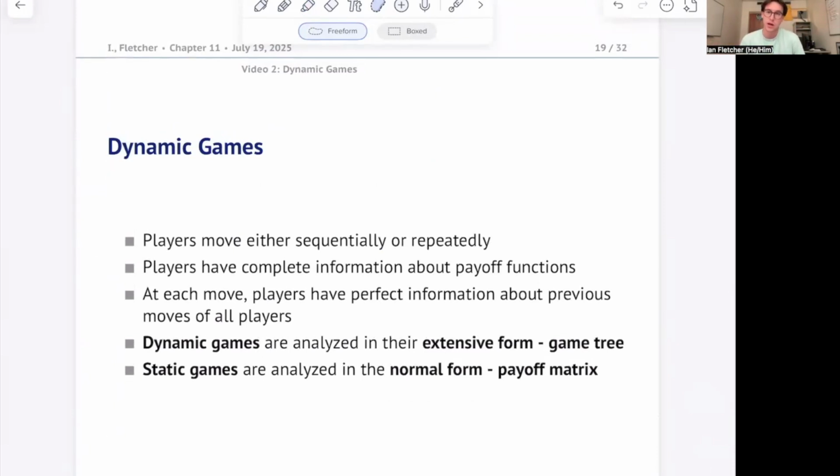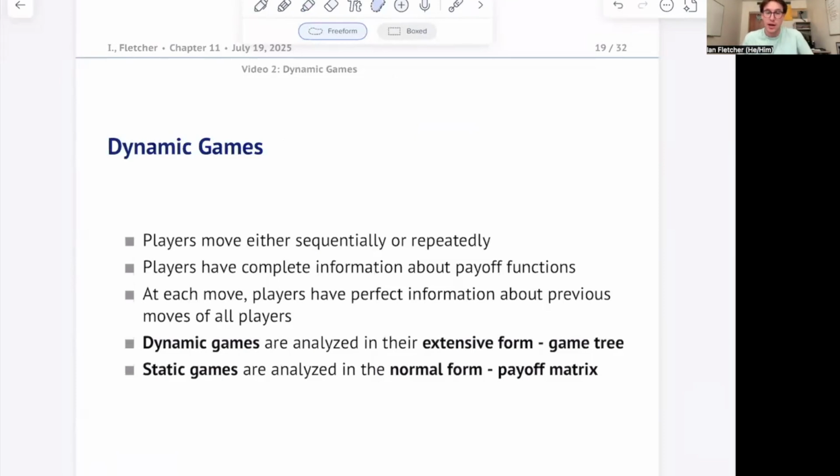That would be sequentially. Or imagine that I go first, Sam goes second, I go again, Sam goes again, I go again, Sam goes again. That would be repeatedly. Another way that we could have repeatedly is we're going to play the static game one time, and then we're going to replay the static game another time, and then replay the static game the third time. So we could still be acting simultaneously, just over and over again. That's more typically what you see in a repeated game. But players are still going to have complete information about payoff functions. And at each move, players are going to have perfect information about what happened previously.